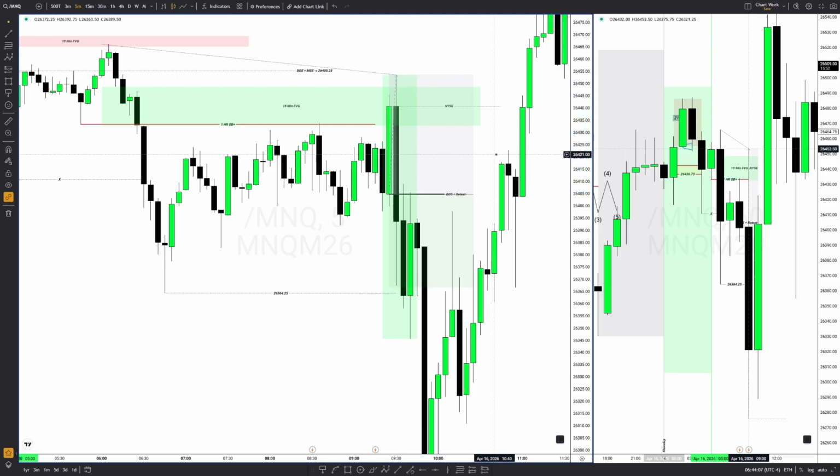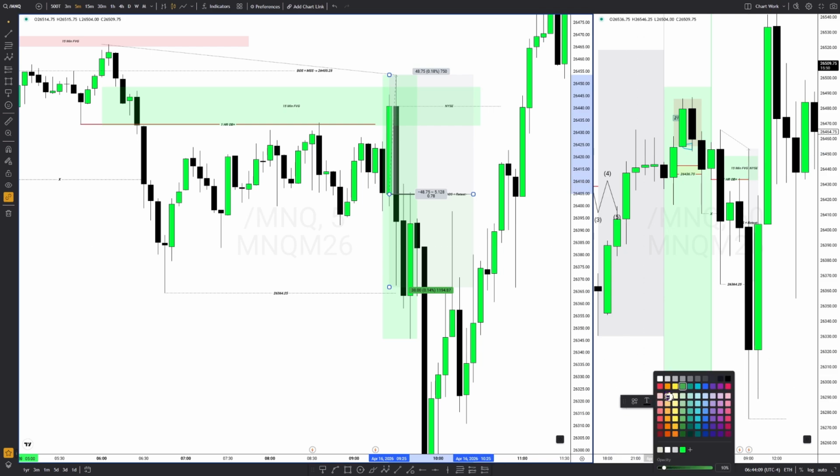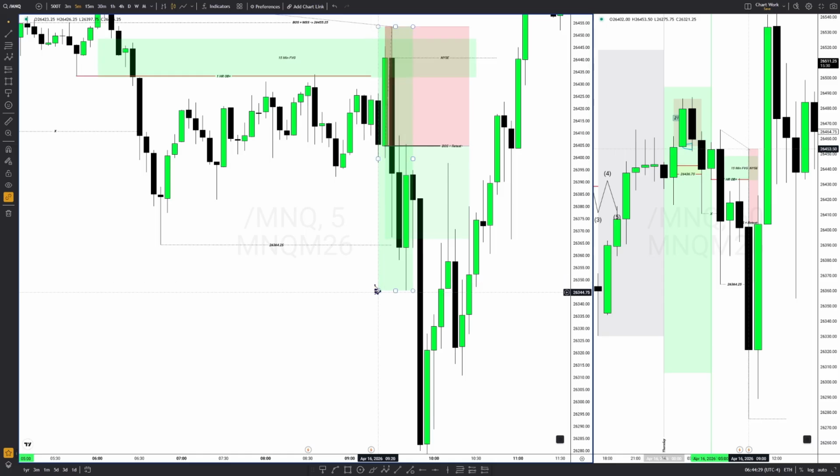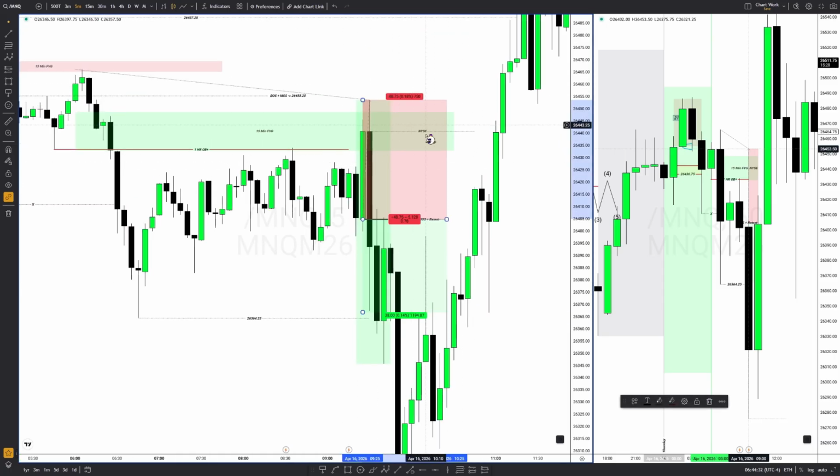I will make this green to represent profit, and I will make the gray, which is representing the stop loss, red, so you know that if the market trades up into that high, you're out of the trade. If it's in the green, you're making money. So you're risking 48 points.